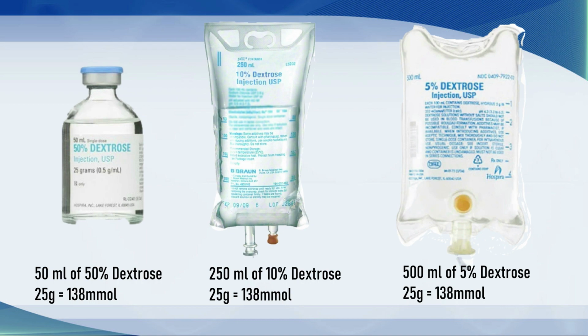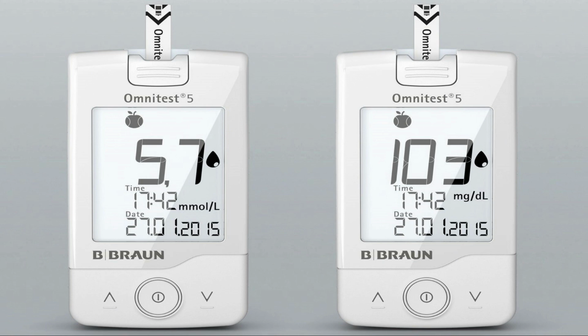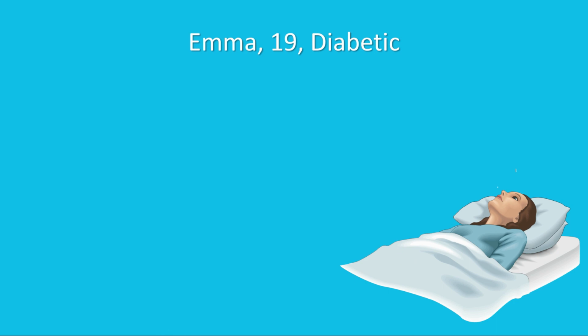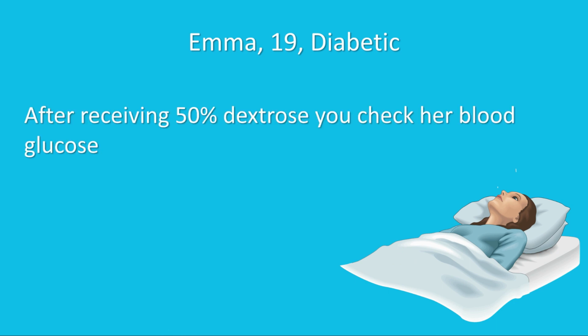or 138 millimoles. One of the strange and confusing things about the world we live in is different parts of the world use different ways of measuring quantity. In most of the world these days, millimoles per liter is what is used for measuring quantity on blood tests, but certain places, particularly in North America, the United States, use milligrams per deciliter. So just imagine Emma is a diabetic.